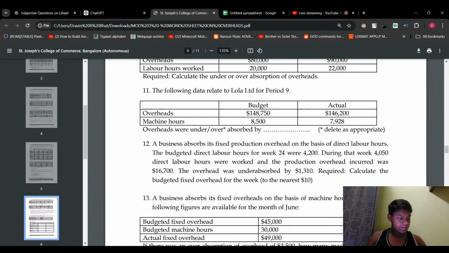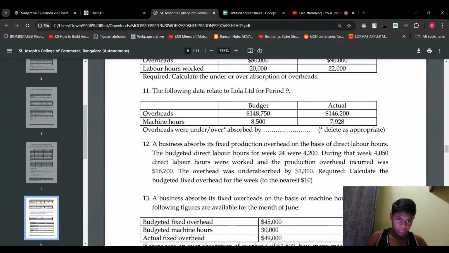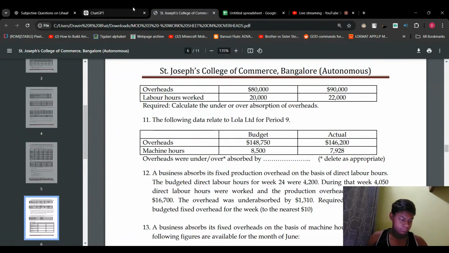So what exactly you would do is, processing material EOQ. EOQ is not there by the way. Overheads is 80,000. Let's do the 10th question before the 11th question. Then you'll be able to easily understand.